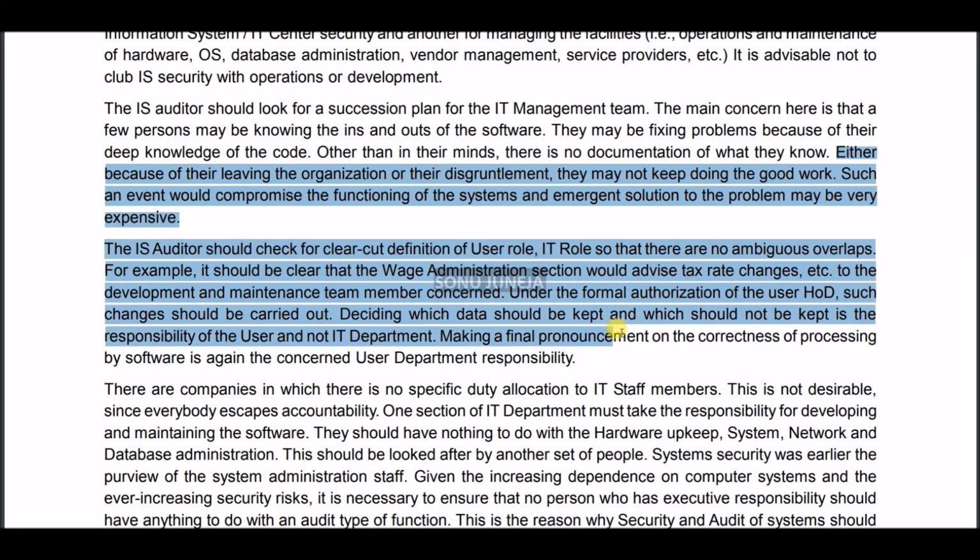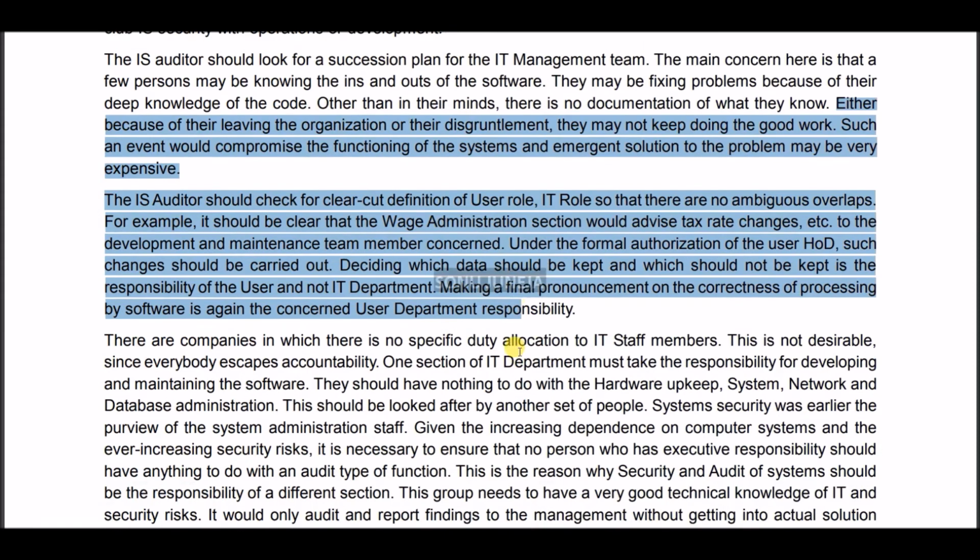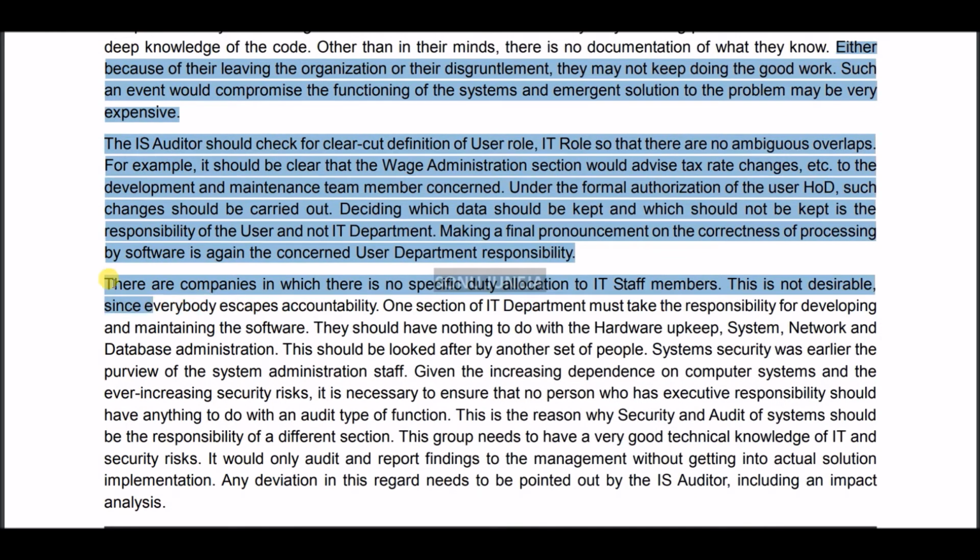Deciding which data should be kept and which should not be kept is the responsibility of the user and not of the IT department. Making a final pronouncement on the correctness of processing by software is again the user department's responsibility. So roles and responsibilities defined करना is a need.